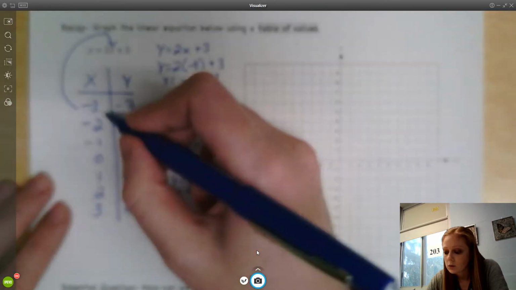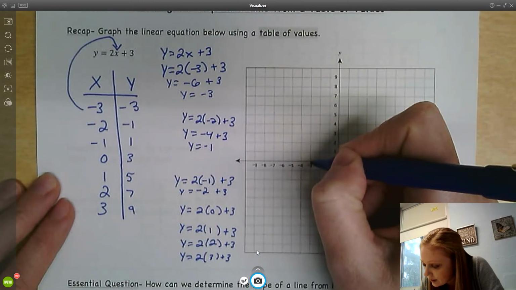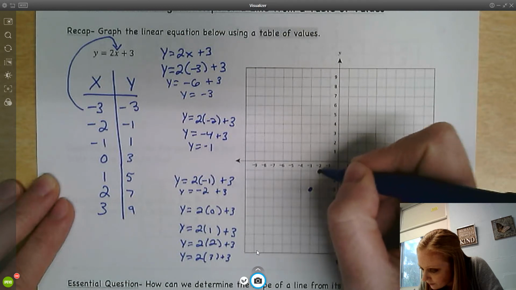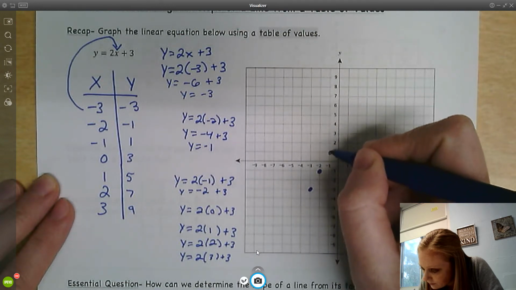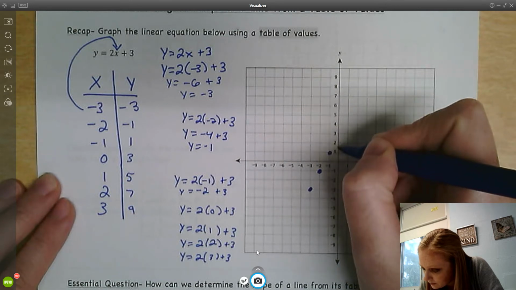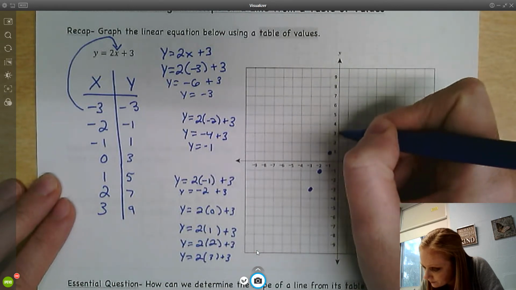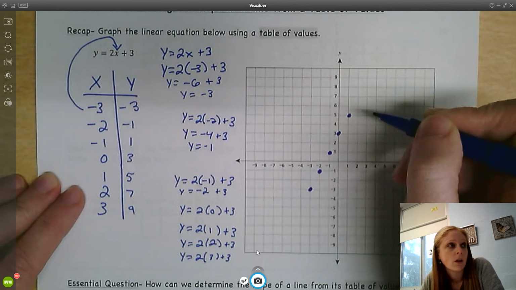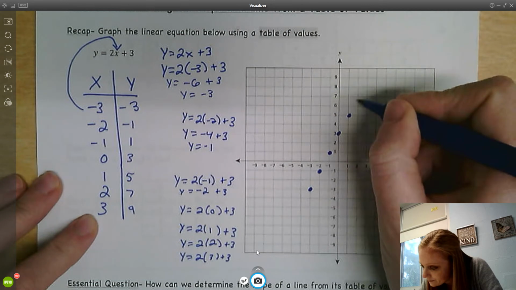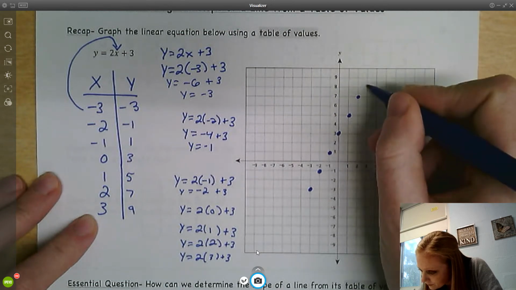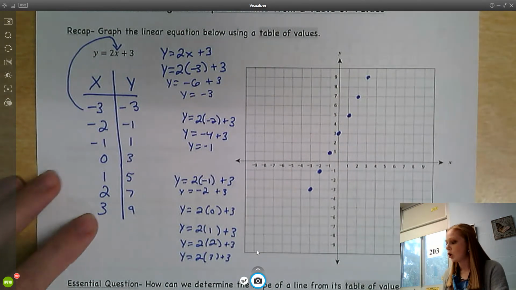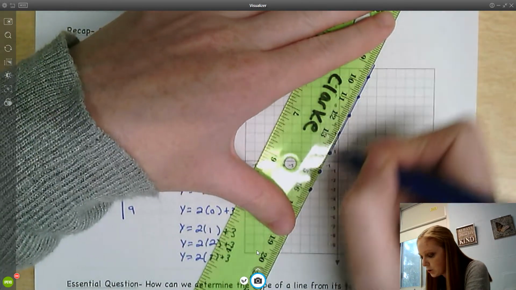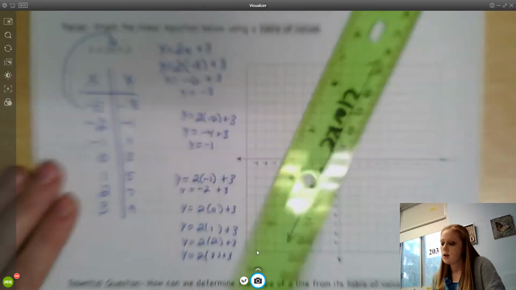Now we can plot the points. We have a bunch of points, so that'll make a line. -3, -3, -2, -1, -1, 1, 0, 3, 1, 5, 2, 7, and 3, 9. Okay, they look collinear to me. Nice straight line. They all line up perfectly, which is a good sign. And label.